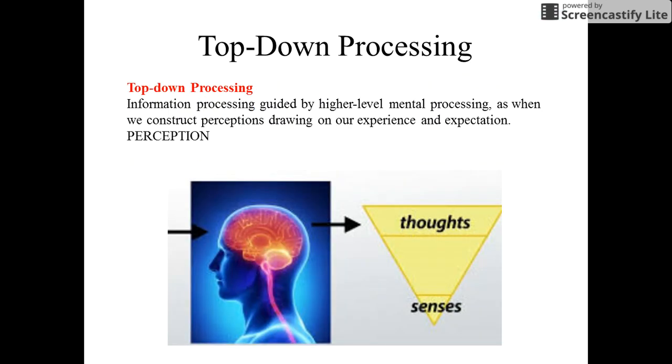This goes off of the top-down processing. Top-down processing is looking at information processing guided by higher-level mental processing, as when we construct perceptions, we draw on our experiences. So once again, top-down processing is causing us to think about our experiences that we've had, prior knowledge. So what we're going to see is really going to be impacted by what we already know.